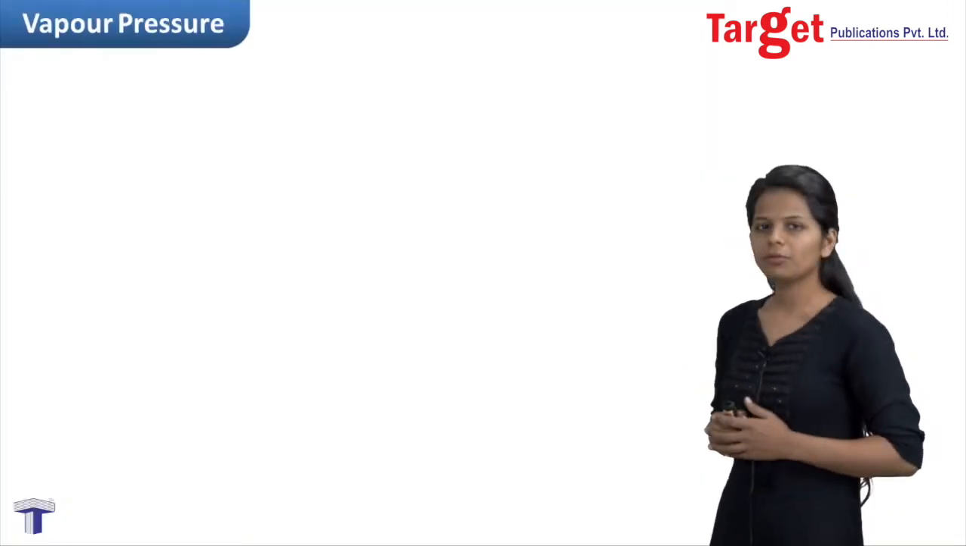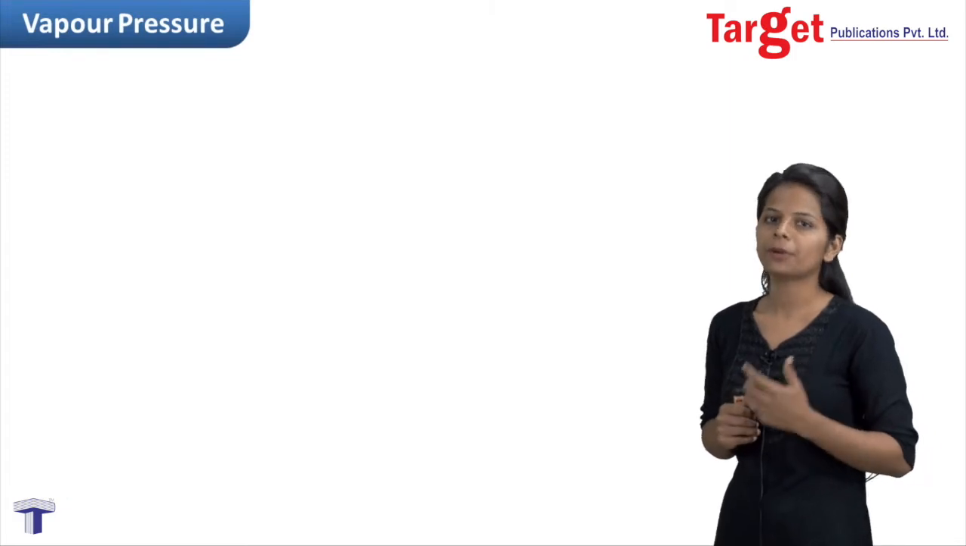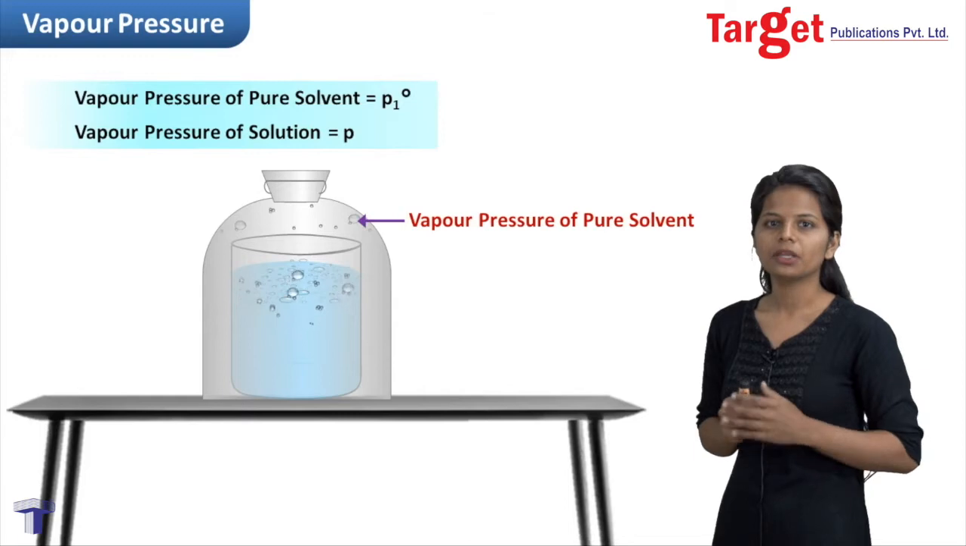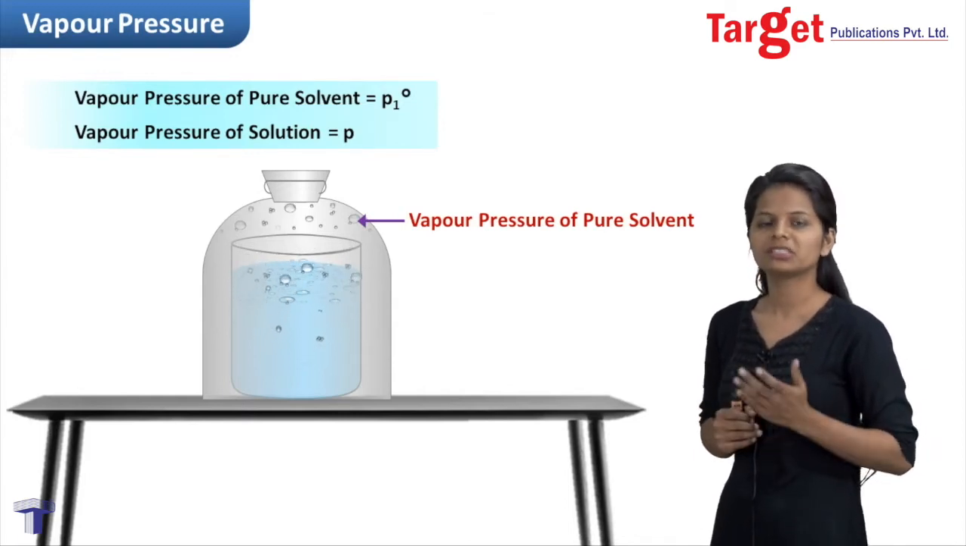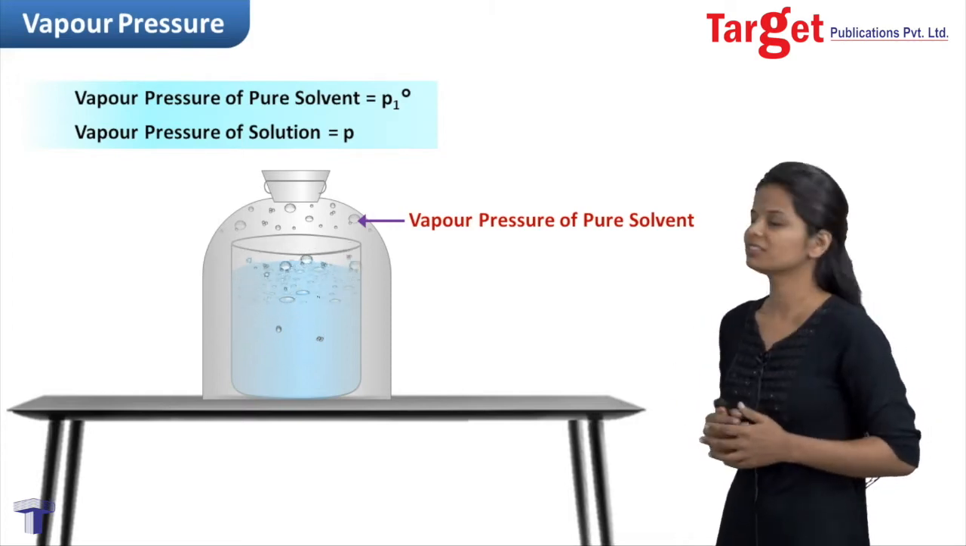Now, before talking about lowering of vapor pressure, let's first try and understand what the term vapor pressure means. Vapor pressure in simple terms means the pressure exerted by vapors which are in equilibrium with solid or liquid at a constant temperature. Let's try and simplify this.